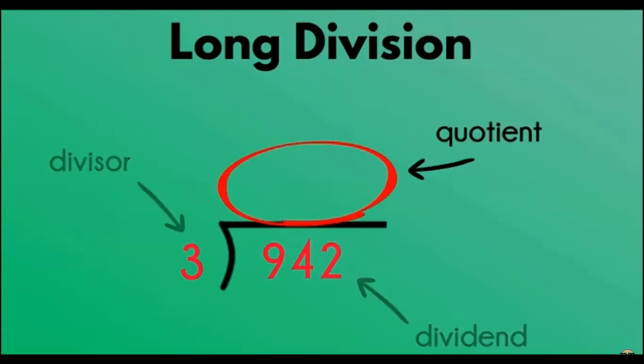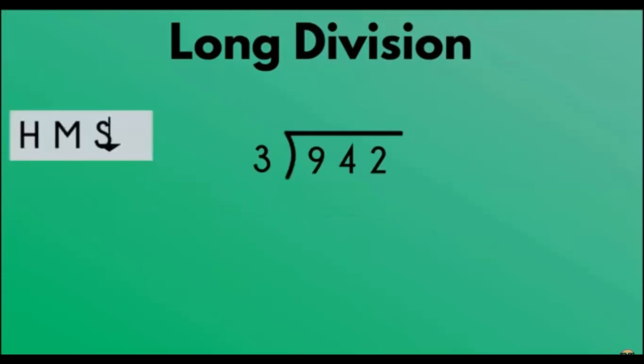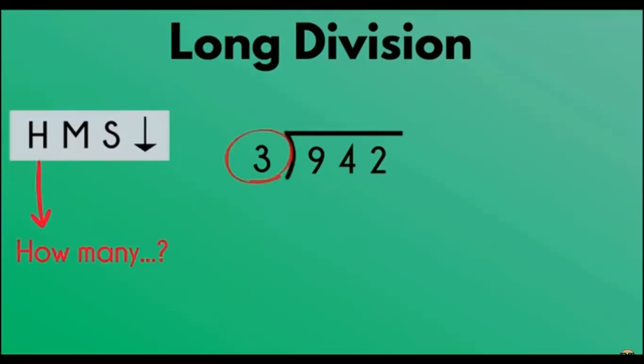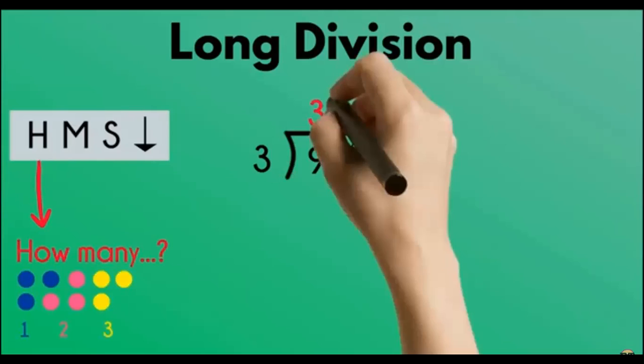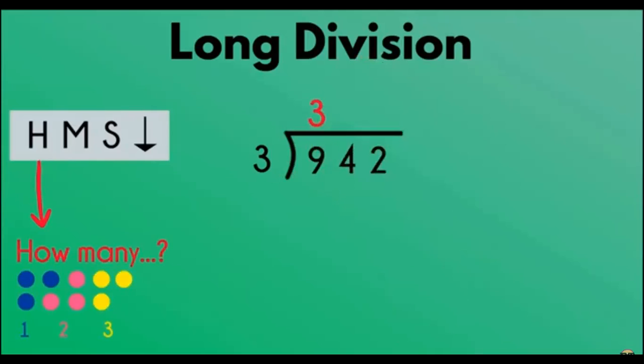Let's get started. Writing HMS bring down at the top of the page is a good idea if you're still learning the process. It's important to note that we must always work from left to right with long division. First is the H, which stands for how many. How many 3's fit into 9? 3 fits into 9 3 times. So now we have the first digit of our answer, 3. We write it up where our answer goes, making sure we write it above the hundreds.